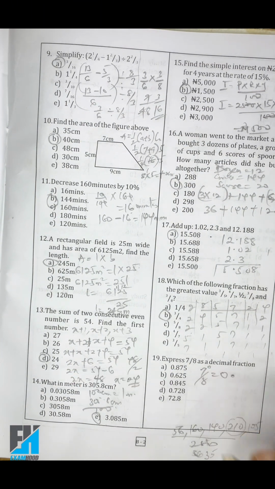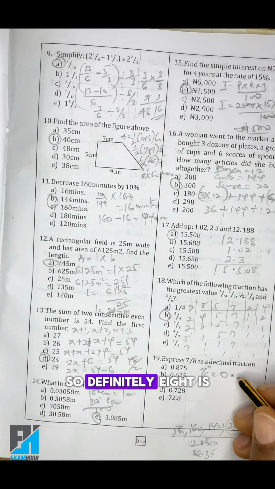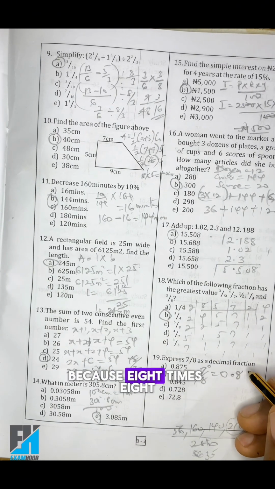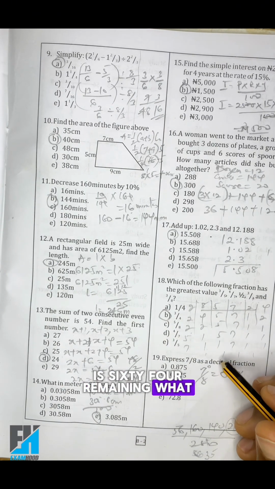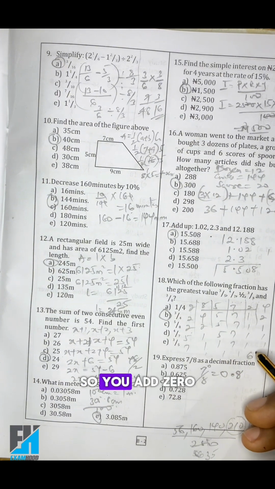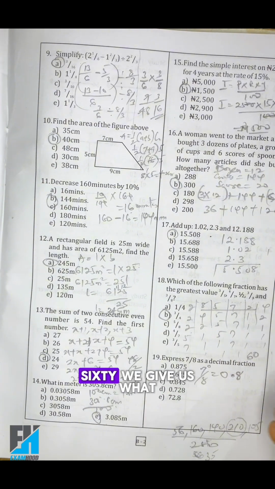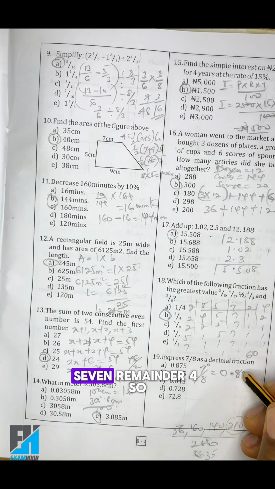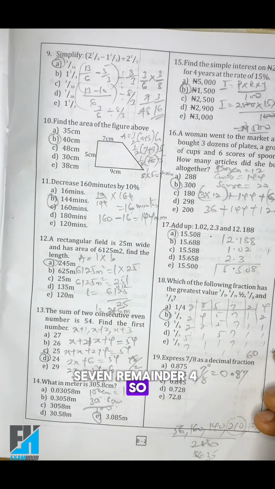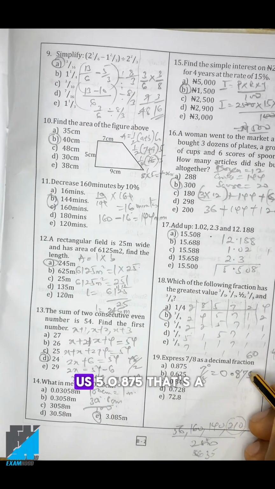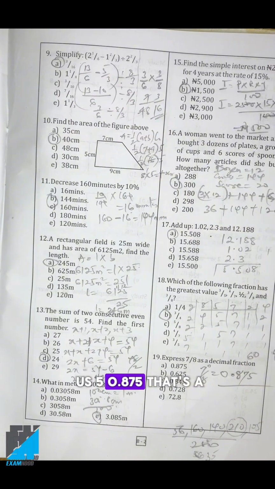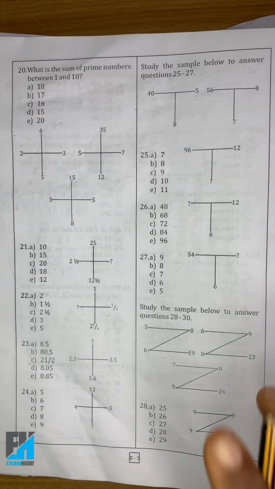So 8 is the answer. 8 times 8 is 64, remaining 6. So you add 0 to this. 8 in 60 will give us 7. Remainder 4. So 8 in 40 will give us 5. 0.875. That's A. Alright, number 20.